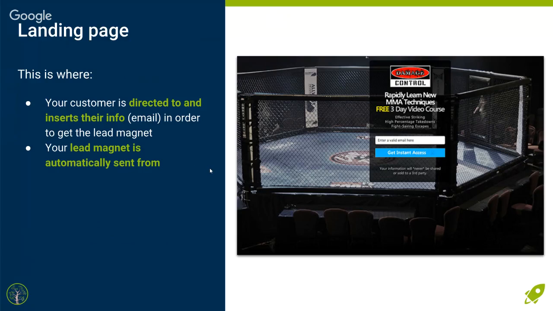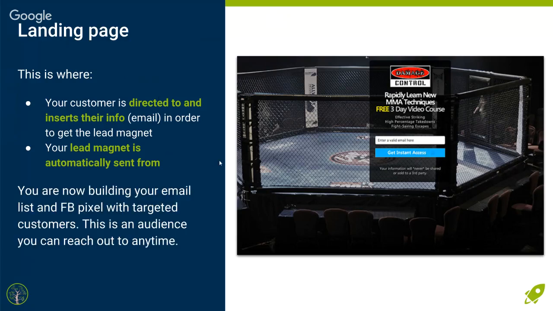Now, the lead magnet's all automated. So it'll automatically send once they put their email in. And you're now building that audience as well. Remember, that's key because that's an audience you can reach out to anytime. Say you need reviews. Those are people you can reach out to in line with TOS to ask for reviews.